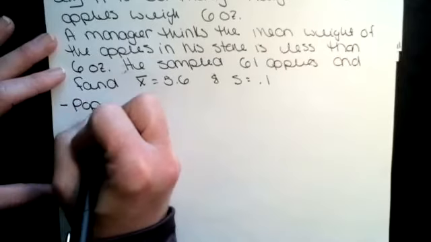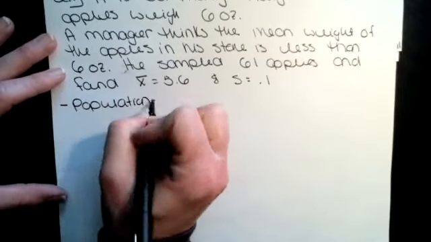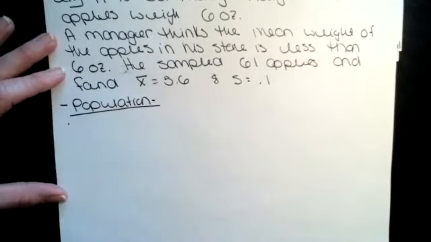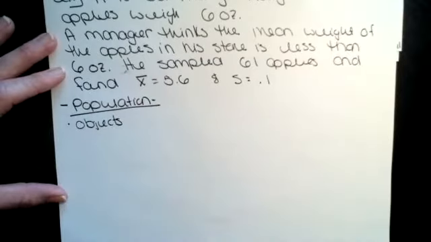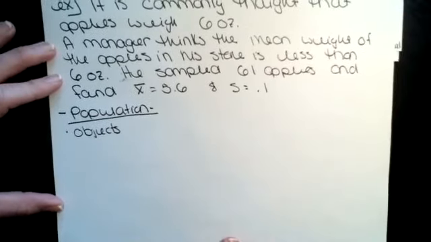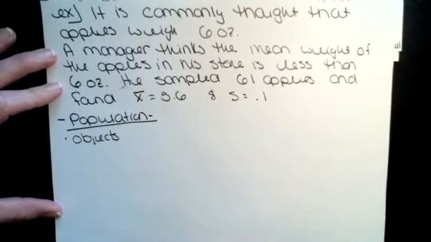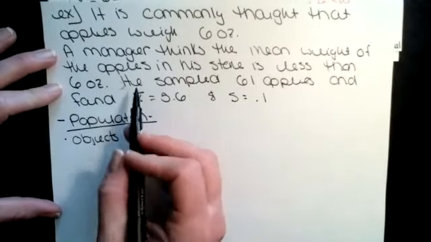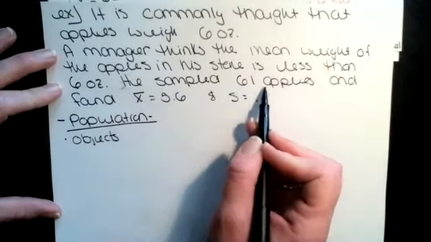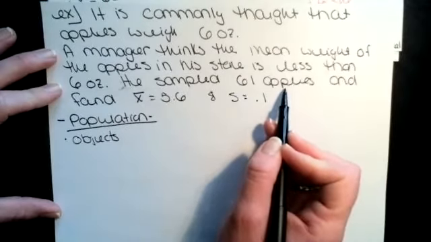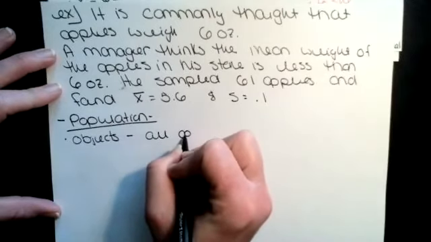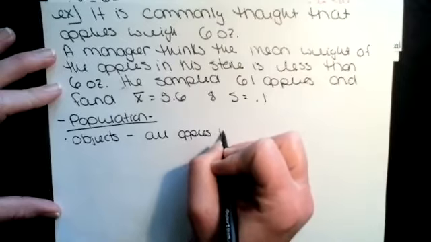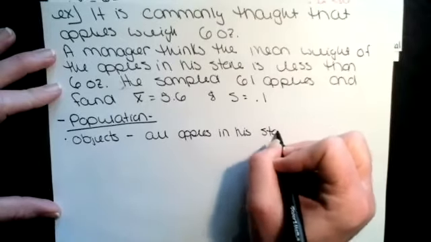So we're going to start with the population step. So my population step, I want to identify the objects. Remember, this is the who. It is not necessarily people though, okay? So let's go to the sample and see if we can get the information from the sample, because I think it is very easy to find it this way. It says he sampled 61 apples right there. So the apples in his store. So I'm going to say my objects are all apples in his store.